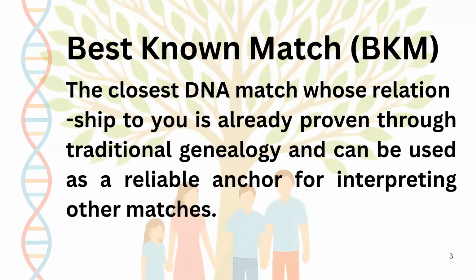Well, what is that? It is the closest DNA match you can confidently place in your family tree, whose relationship to you is already proven through traditional genealogy. This person becomes the anchor for your analysis, someone whose position in your tree is certain, whose shared DNA with you is known, and who helps you orient and interpret other matches. A best known match is not necessarily your closest match overall. It's the closest match on the line you're investigating, whose genealogy is well documented and reliable.